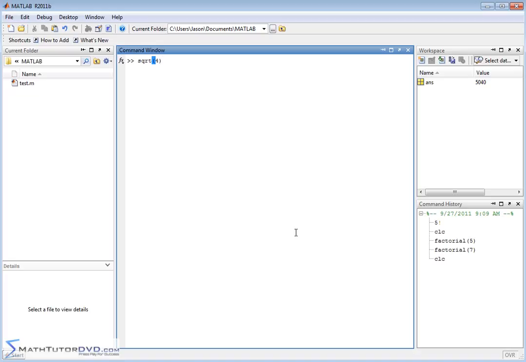So let's do something simple. Square root of 4 is 2. So MATLAB understands the square root operator. The square root of 81 is going to give you 9. If you put something in there that's not a perfect square, like square root of 80, let's say, then it's just going to give you the decimal answer.